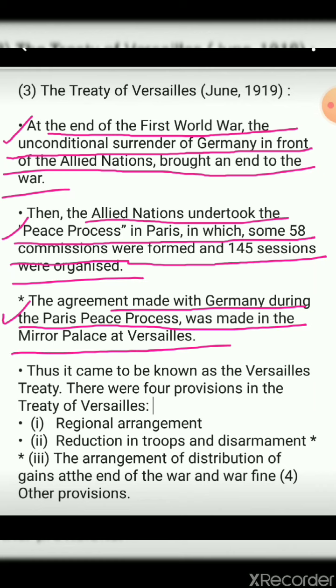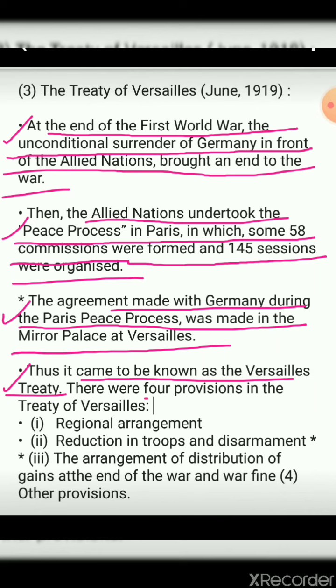The agreement which was being made with Germany during the Paris peace process was made in the Mirror Palace at Versailles. Thus, it came to be known as the Versailles Treaty. The agreement signed by Germany was signed in the Mirror Palace of Versailles, so that treaty was said to be the Versailles Treaty.